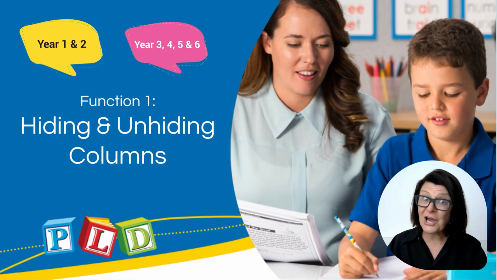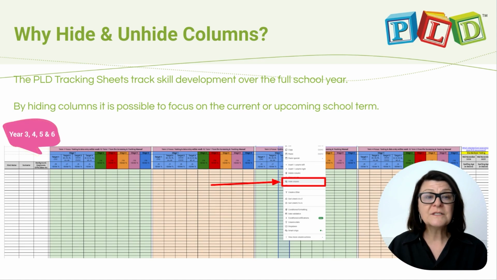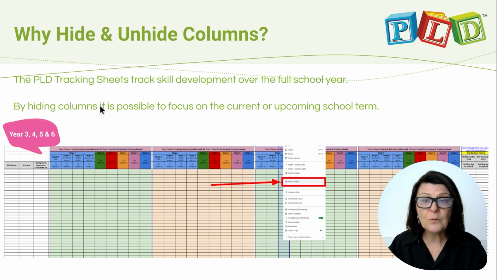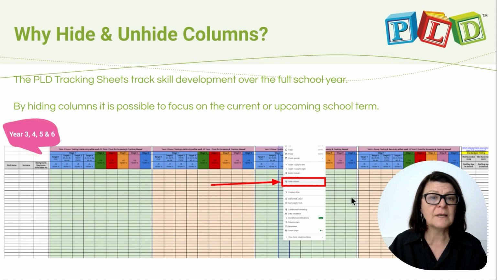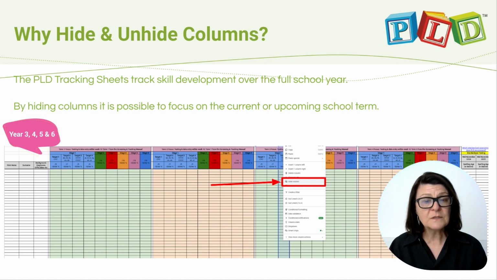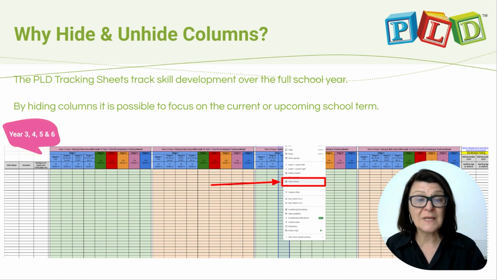Function 1, how to hide and unhide columns. When you register for the tracking sheets, they're quite long because they outline a full year of profiling. The term 1 classroom profiling, the term 2, the term 3, the term 4, and the end of year process. Now, by hiding and unhiding columns, it's possible to only have the current term in view.